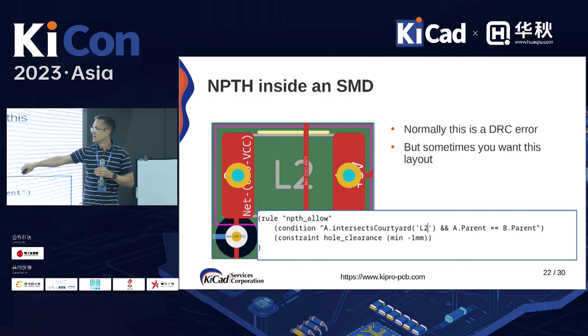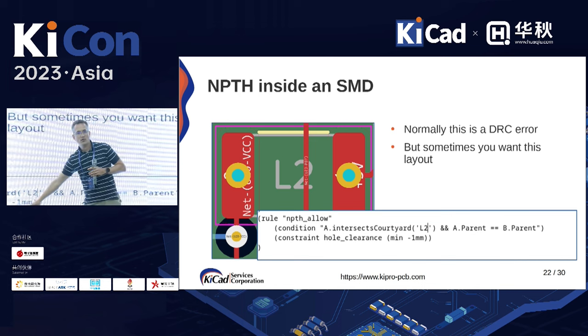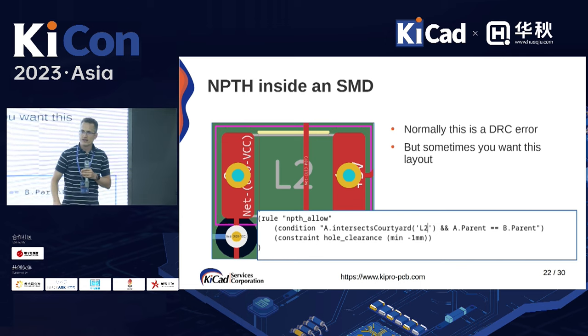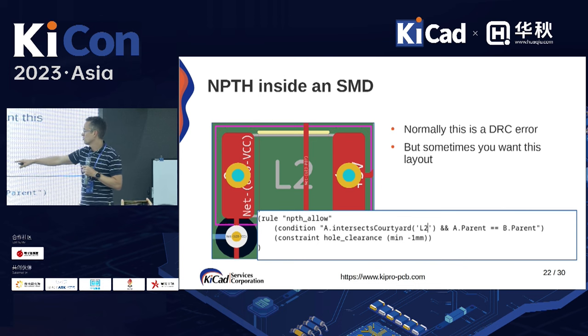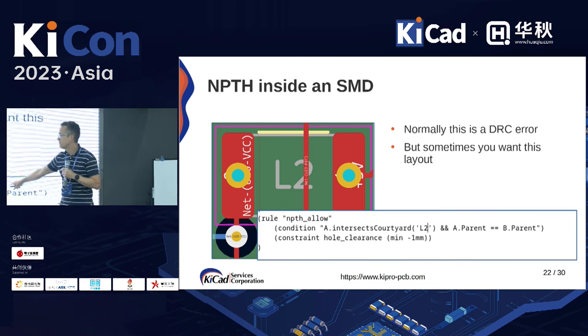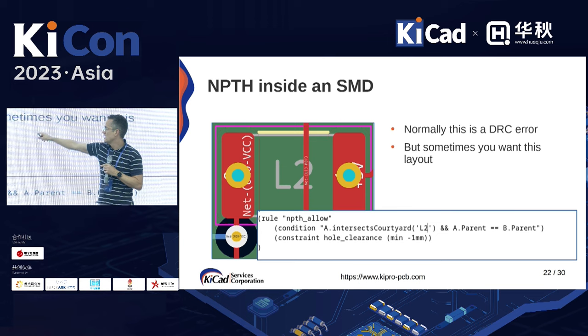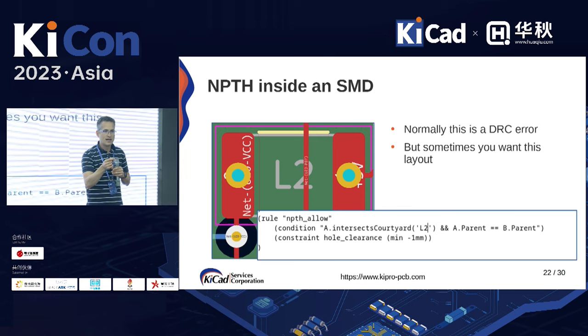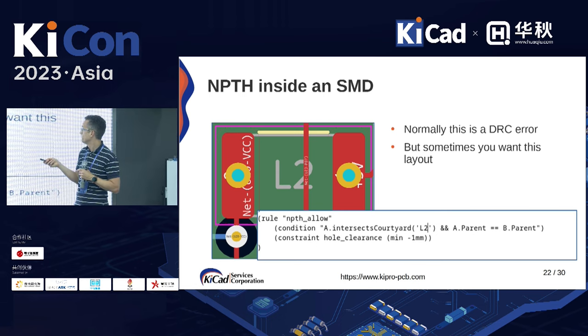Set up a rule that says, for this component here, I want to allow hole clearances that are smaller than expected. What I've set here is the minimum hole clearance is negative. Obviously, you can't have a negative clearance. Clearance is absolute, so when you set a negative, you turn it off. That turns off the hole clearance if the two parents are the same and we are inside the courtyard. So all of the non-plated through holes that you put in that footprint are going to be allowed here without setting up a DRC error.